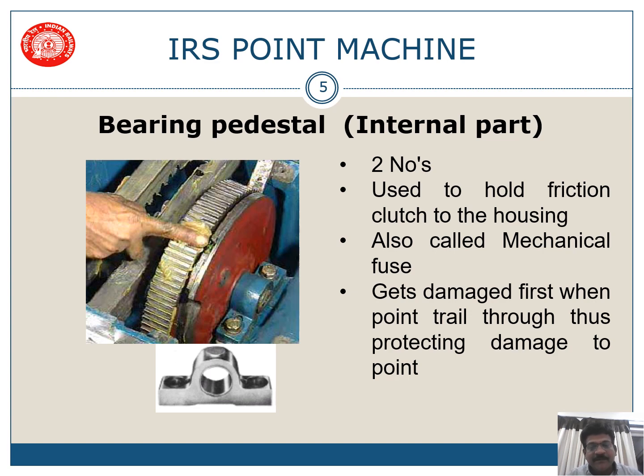So this is your bearing pedestal. There are two numbers. One is provided here and the other provided inside. It is used to hold the friction clutch in the housing. So this whole friction clutch as a total assembly is held on this bearing pedestal. Generally, in layman terms, it is also called a mechanical fuse.